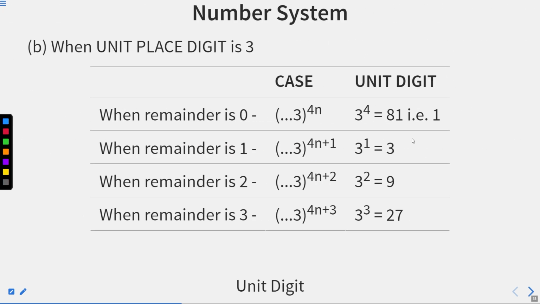So what if the unit digit is 3? If the unit digit is 3, you again have to divide the power with 4 and see what the remainder is. If the remainder is 0, the unit digit is going to be 1. If the remainder is 1, the unit digit is going to be 3. If the remainder is 2, the unit digit is going to be 9. And if the remainder is 3, your unit digit is going to be 7.